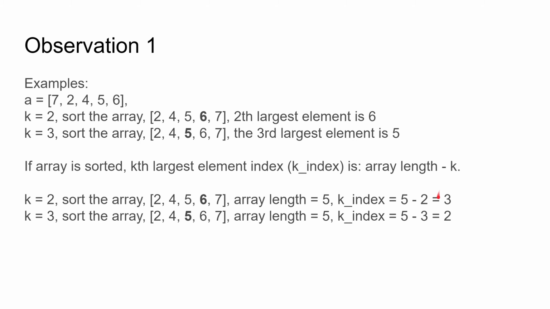So the k index would be 5 minus 2, which is 3. When k is 3, the k index is 2 because 5 minus 3 is 2, and the length of the array is 5. That's why I'm using 5. And so 0, 1, 2 is 5. So the answer would be 5. So this would work on a sorted array.